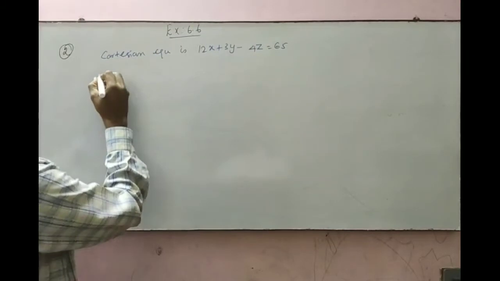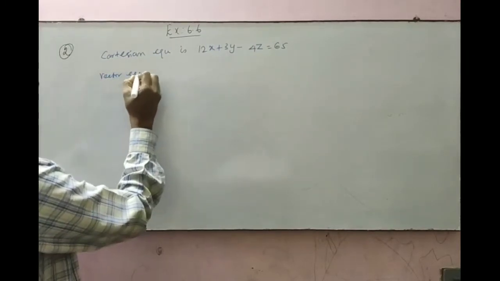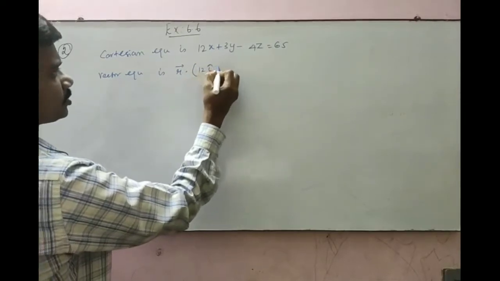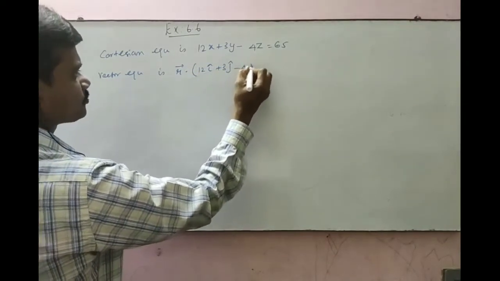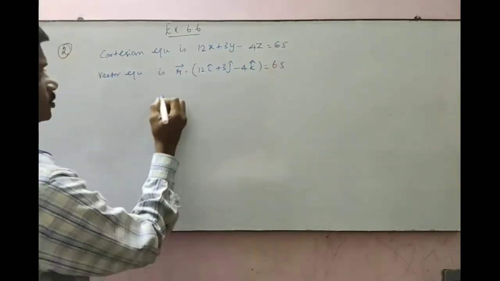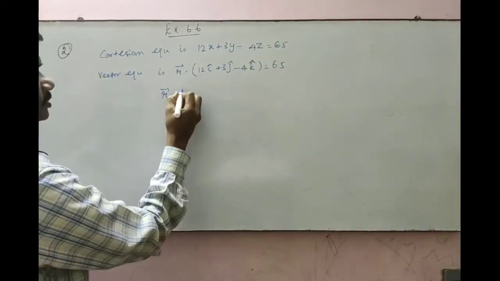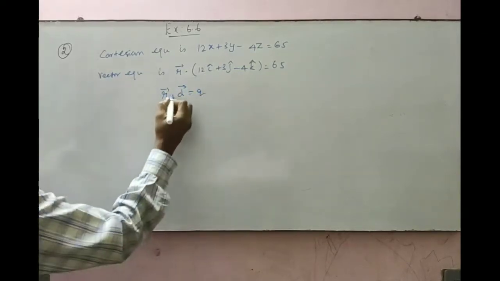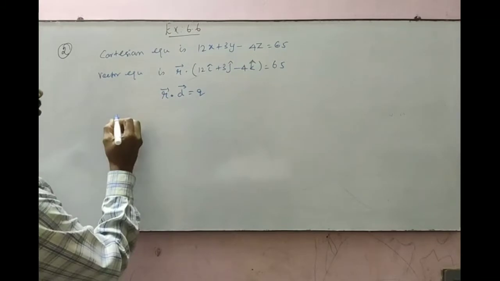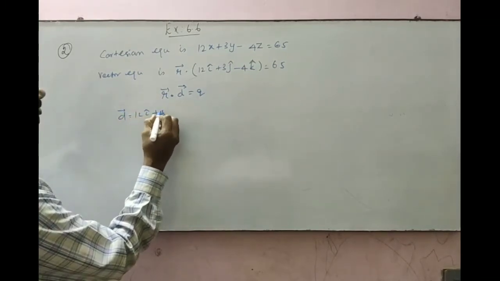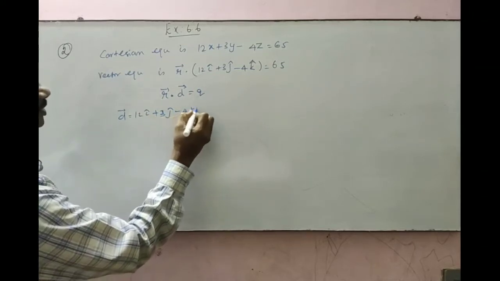I am going to write this in the vector form. So vector equation is r dot 12i plus 3j minus 4k equal to 65. Okay, this is in the form of r dot d vector is equal to q. So from this, the d vector is 12i plus 3j minus 4k vector.